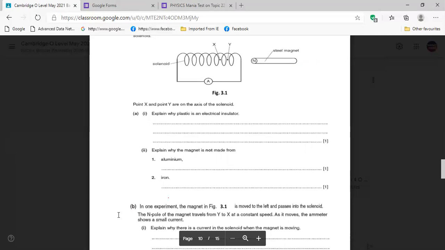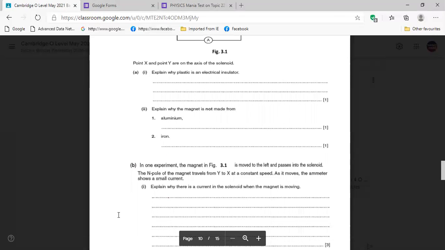So they are saying why the magnet is not made from iron. Here they are saying magnet, so it is a permanent magnet, right? Yes, sir, steel, permanent magnet. So why are they not giving iron here? Sir, because it is a soft magnetic material, it cannot hold the magnetic effect longer. Okay, correct. Next.